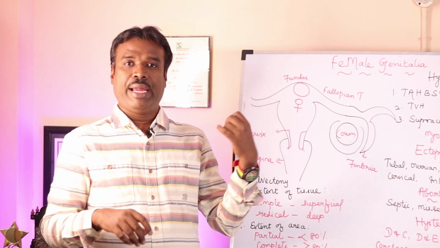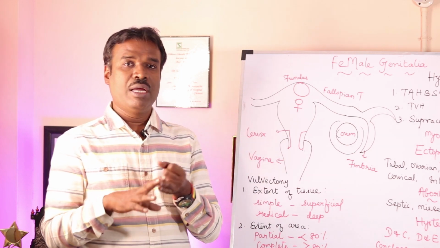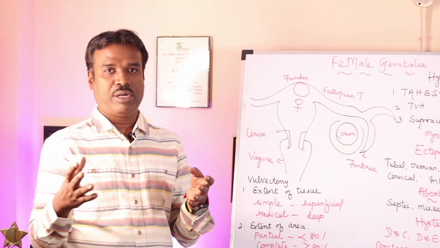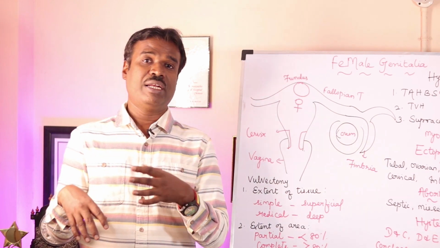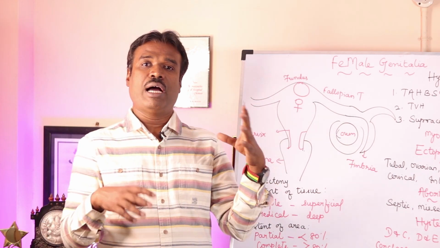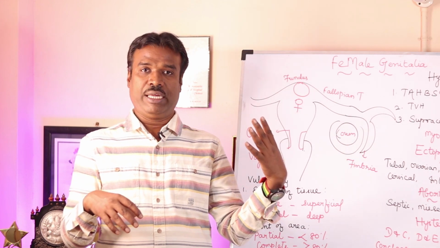So we saw endometrial curettage or D&C. What is D&C? Dilatation and curettage. D&E is dilatation and evacuation. So, the hyperplasia of the endometrial layer.